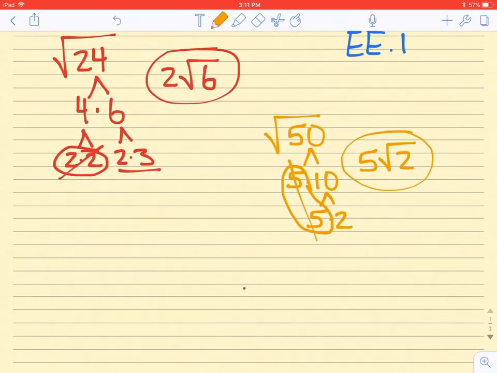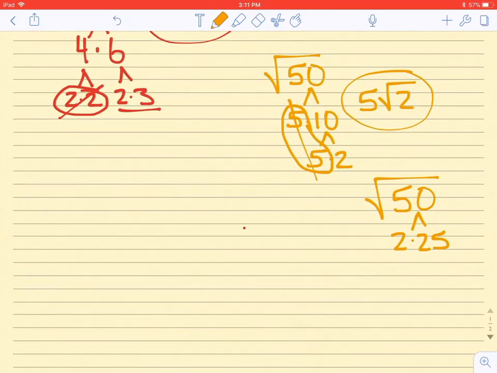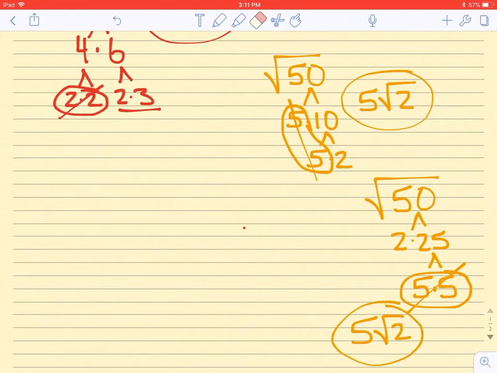Now, you might have thought, well, what about 50 coming from 2 times 25? What if I thought about it that way? Well, let's look at it. 2 times 25 does give us 50, and then 25 is 5 times 5. And then you still have that same pair of 5's that ends up in your factor tree, so you would still take out the 5 and have a square root of 2 left over. So it does not matter which factors you start with, as long as they are correct factors of the number, you would end up with the same simplified form.